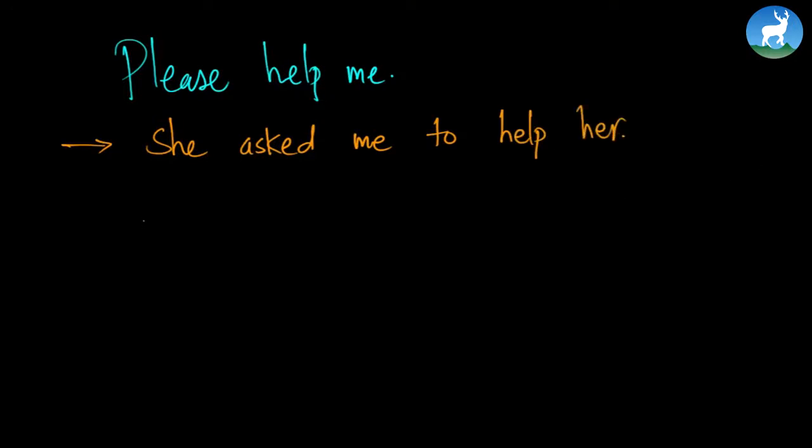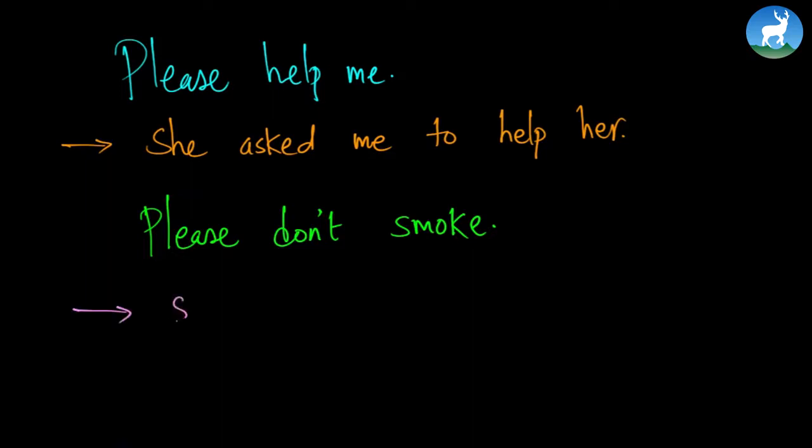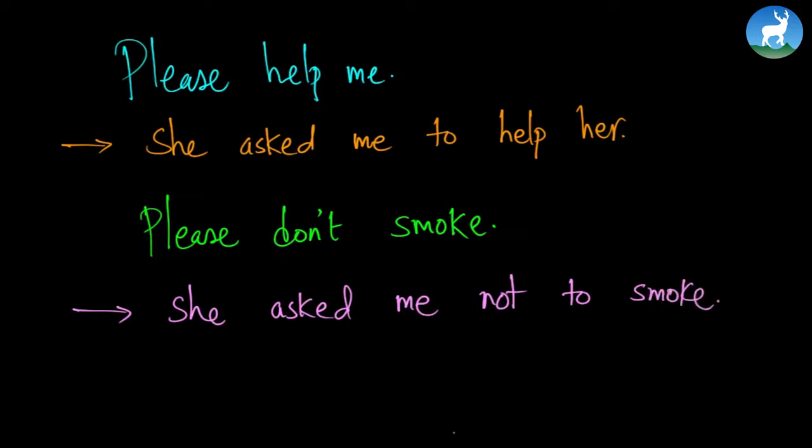Another question. Please don't smoke. Smoking is bad. Smoking is injurious. Don't do it, please. She asked me not to smoke. So while reporting a negative request, we use not in front of to, right? Please don't be late. She asked us not to be late.